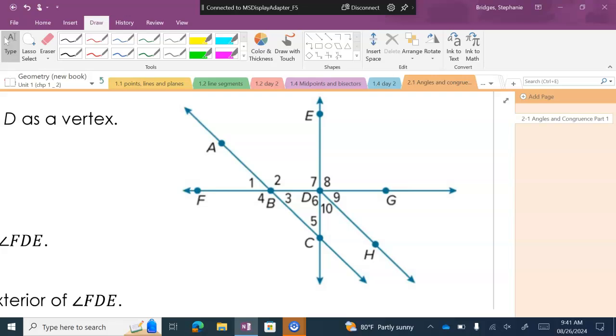Okay, we're doing part A. Naming all of the angles that have D as a vertex. D is this point right here. So we're going to name our numbered angles. And make sure when you name them that you put that little angle symbol in front, okay? Angle 5, angle 10, whatever the angles are, you want to put that angle symbol in front of them.